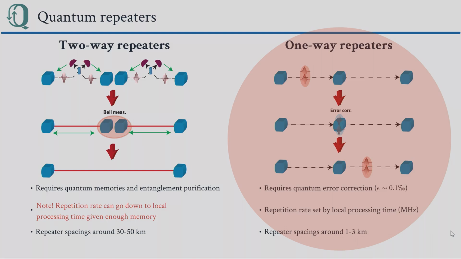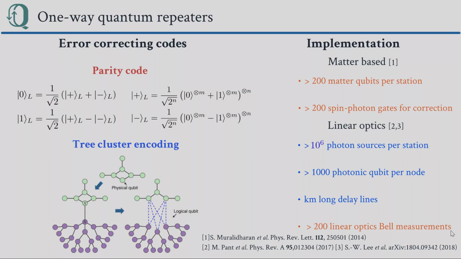People have, of course, looked at one-way repeaters before, and this is by no means an exhaustive list. But here are two codes that a lot of people have focused on. Other people have looked at other codes and qudit systems and so on. But at least historically, the parity code has played a large role. And this is what you see here, where you encode in some concatenated GHZ states.